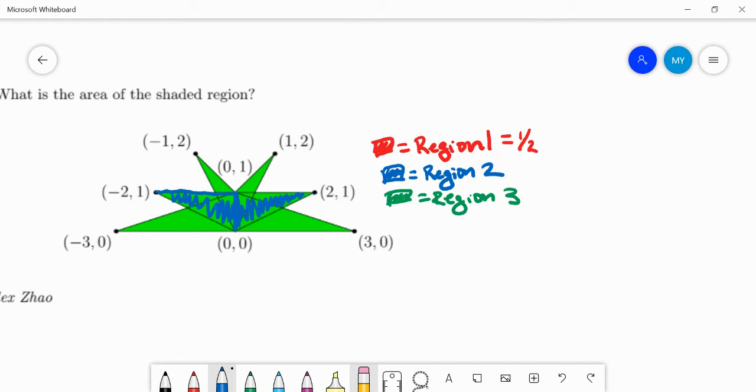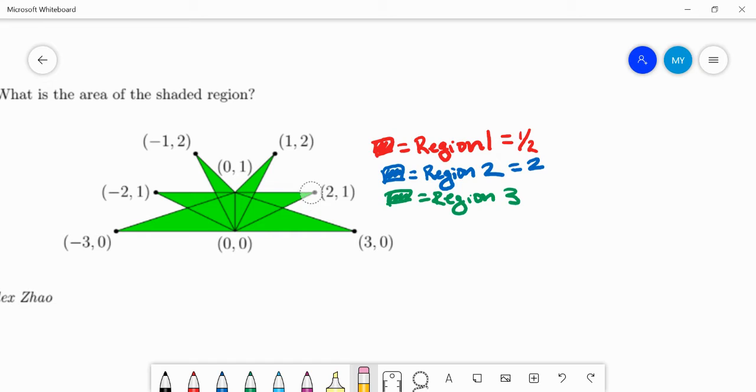And since this is 0, 0, and this is 0, 1, the base just has a length of 1. And the height is going to be from negative 2, comma 1 to 0, comma 1. So the height is going to have a length of 2. So that means the total area of region 2, like region 1, is going to be the base times the height. So it equals 2. Great.